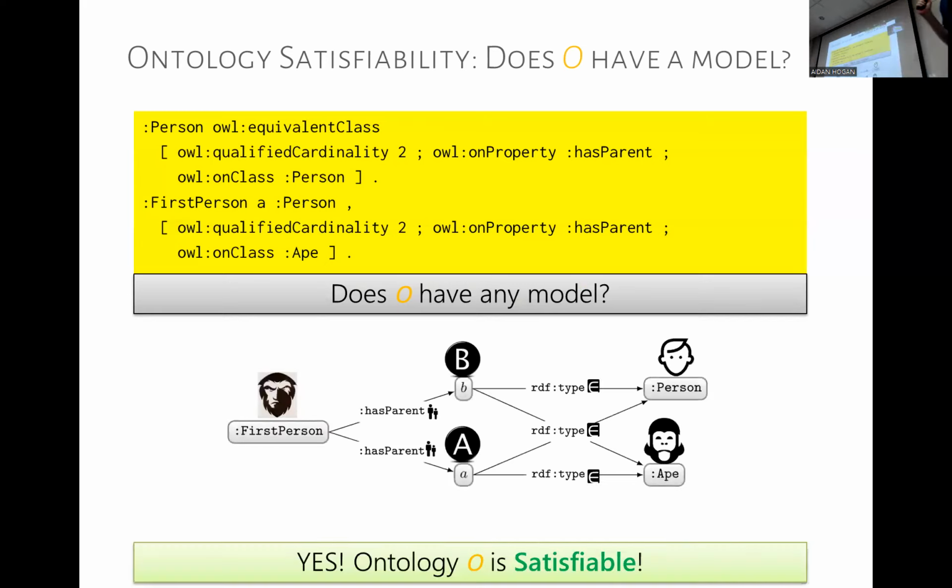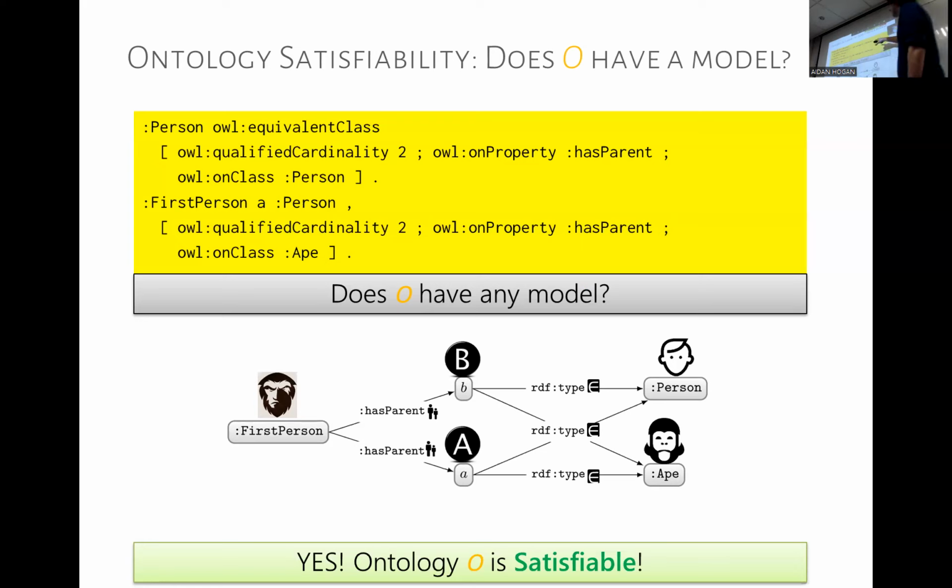So we have here a model where we have the first person. This first person has parent A and has parent B. We don't know what the parents are. These are existentials. We're going to say that parent A is of type Person and of type Ape, and that parent B is of type Person and of type Ape. So both the parents are of type Person and of type Ape. Is this somehow coherent, consistent with the ontology? Yes.